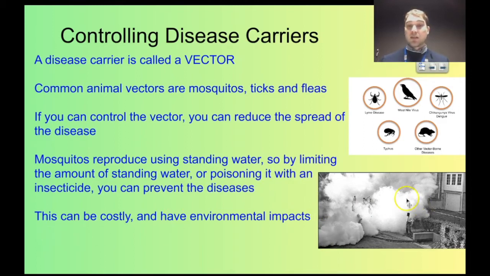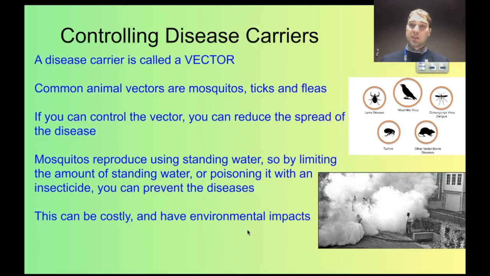Now, this can be costly. It costs money to do something like this, and also to have people patrolling and looking for standing water. And also there can be environmental impacts of spraying a pesticide like DDT. DDT builds up in fatty tissue in organisms, and it builds up in food chains. So organisms at the top can get really, really high levels of DDT because they're eating things that eat lots of things that contain DDT.